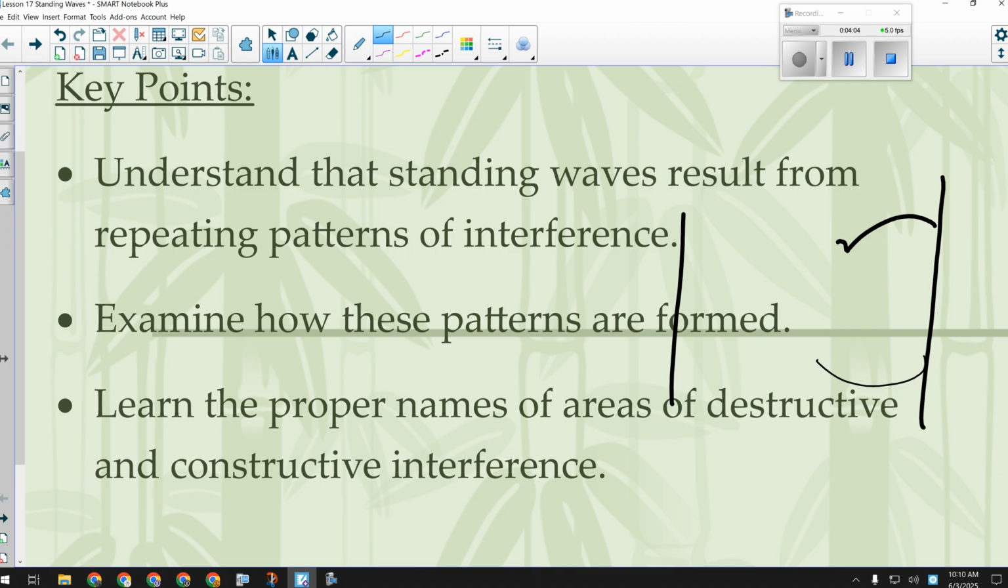The reason we see that pattern happening is because reflections off that end always produce the opposite. They always reflect inverted. Ringing a bell from yesterday?